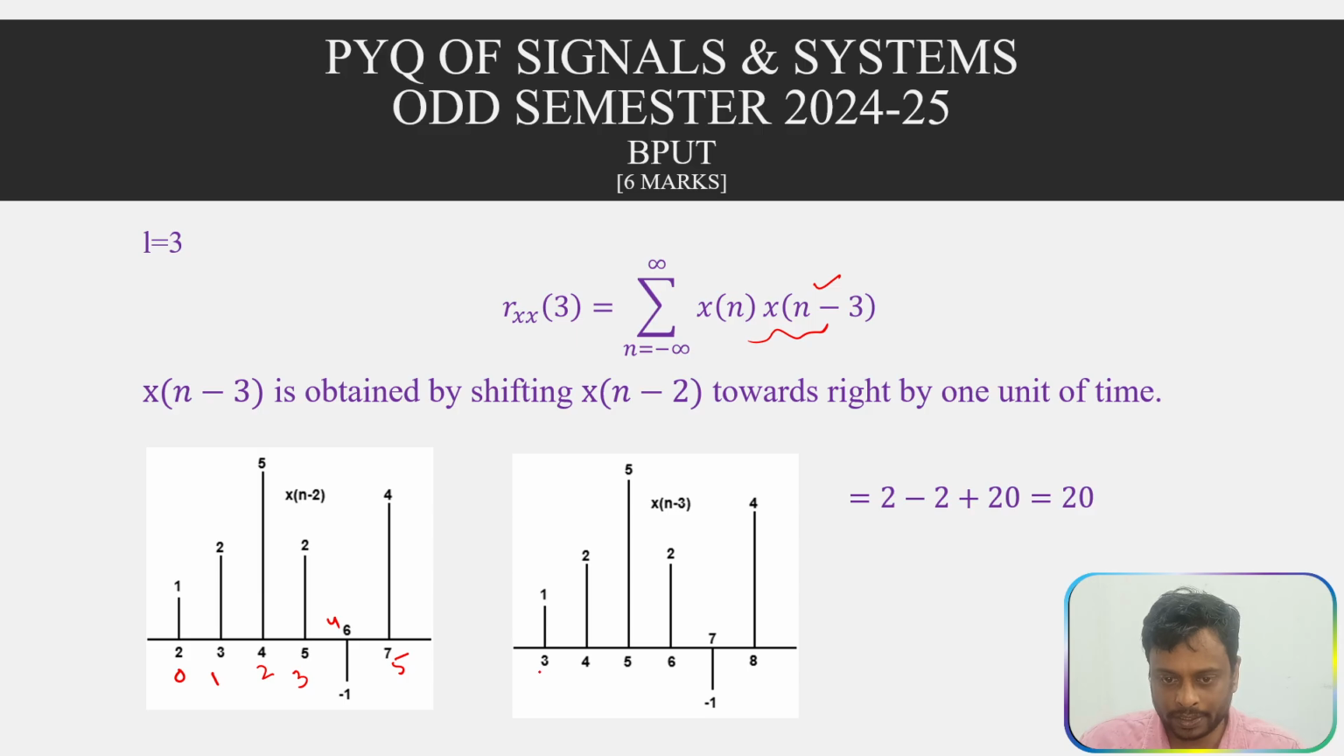Okay. So the common points start at 3. So at 3 it is 1. At 3 it is 2. So it will be 2. Okay. Similarly, at 4 it is 2, at 4 it is minus 1. So that will be minus 2. At 5 it is 4, at 5 it is 5. So 5 into 4, that will be 20. So it will be 20. Okay.